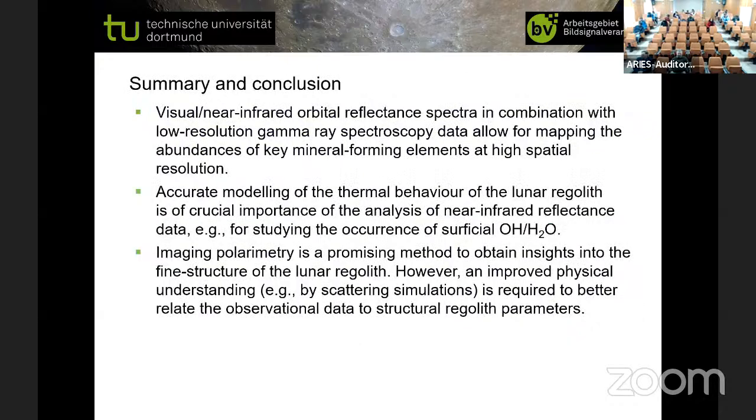So that means, all in all, to summarize, visual and near-infrared orbital reflectance spectra in combination with gamma-ray spectroscopy data allow for mapping the abundances of key mineral-forming elements at a high spatial resolution. That is very useful, and that is nowadays done routinely. And I've shown that accurately modeling the thermal behavior of the lunar regolith is of crucial importance if you want to look at wavelength domains where thermal emission becomes important.